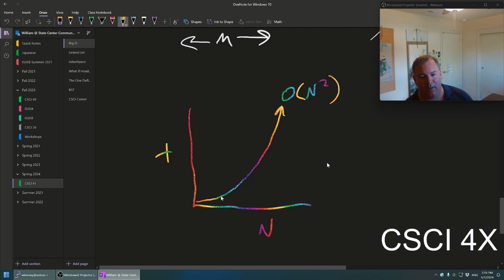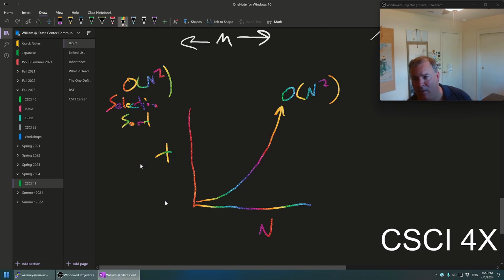Now, what's interesting about this is that there are some algorithms, like let's say selection sort or something like that. Selection sort is an order n squared algorithm.